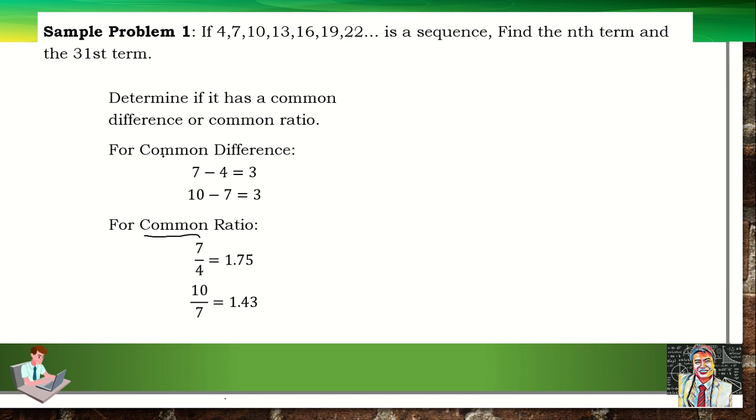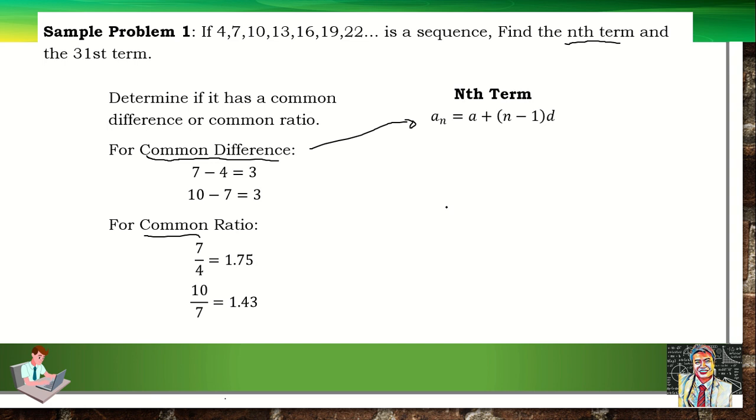So, formula tayo ng common difference. Yun na lang ang ibig sabihin, kaya natin dinidetermine kung meron ba siyang common difference or common ratio. Inaalam natin kung ano yung dapat nating gamitin na formula. Since ang gagamitin natin is common difference, the formula for the nth term is A sub n is equal to A plus the quantity of n minus 1 times D.